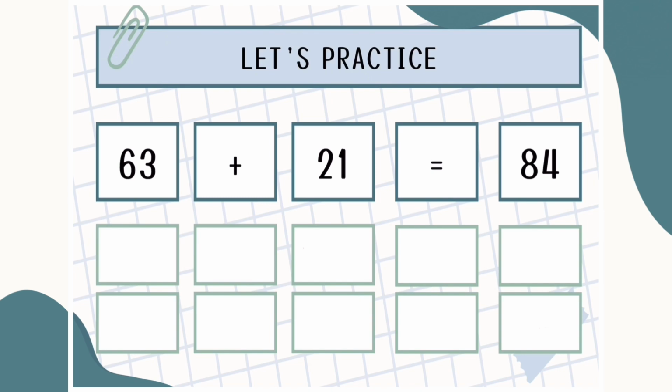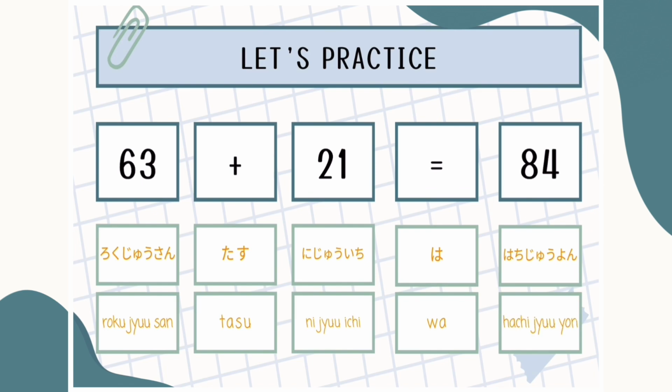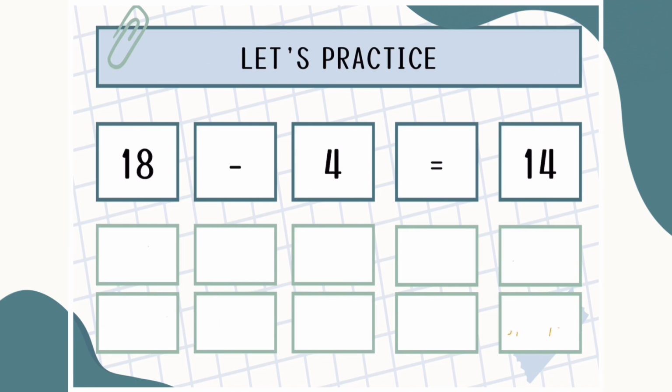Okay, 63 plus 21 equals 84. 63足す21は84. 18 minus 4 equals 14. 18引く4は14.